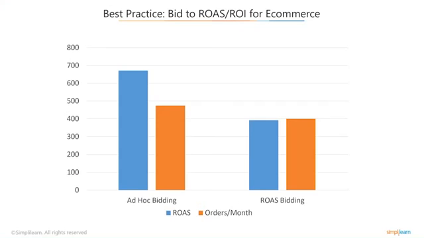And their orders went down and their ROAS went down. They went, well, that makes no sense. We're now bidding based upon actual rules. This should be very consistent now. Why is this so inconsistent?